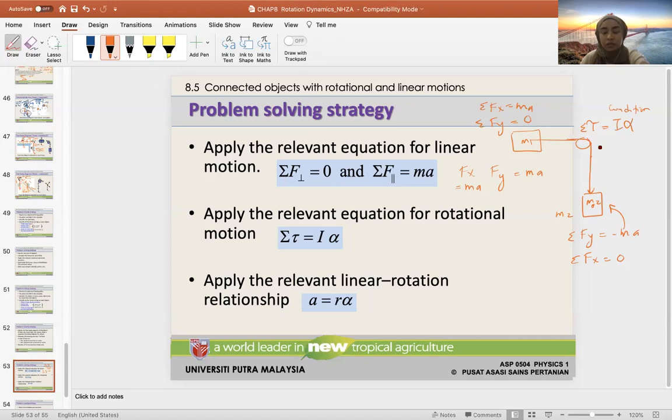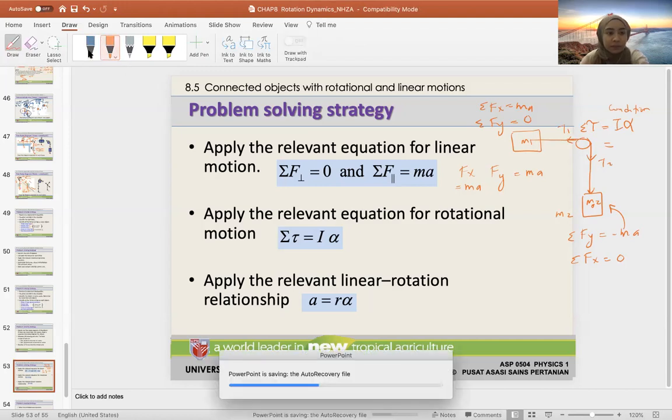After you write your condition, you write what is in your free body diagram into the equation. So here, you have T2, you have T1 here. So let's just take T2 over here. Assuming T1 is equal to T2. Let's just say both of them are T.